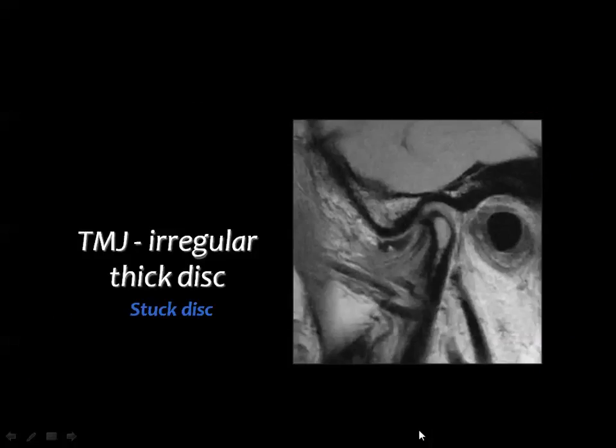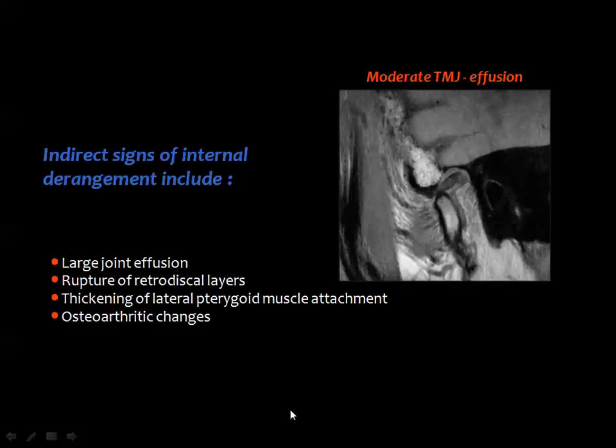And this is what we call the stuck disc, where the disc is fixed to the temporal bone. In the closed mouth, it is markedly anteriorly displaced. This is the tendon of the lateral pterygoid muscle. And after opening the mouth, the disc will maintain its position, being adherent to the temporal bone. This is what we call the stuck disc.